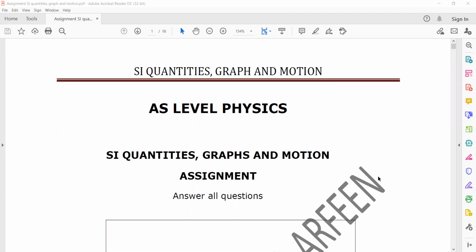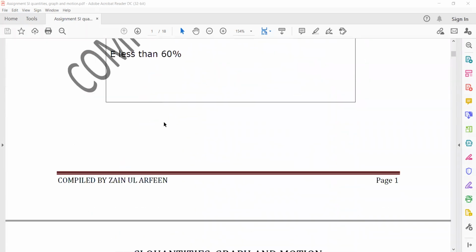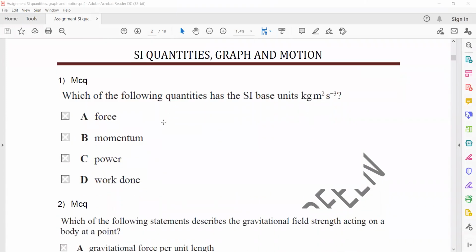So, in this session, I will discuss topic-wise questions related to SI quantities, graphs, and motion related to Unit 1 of IAL Physics. In the first question, which of the following quantities has the base unit kilogram meter square second minus 3?